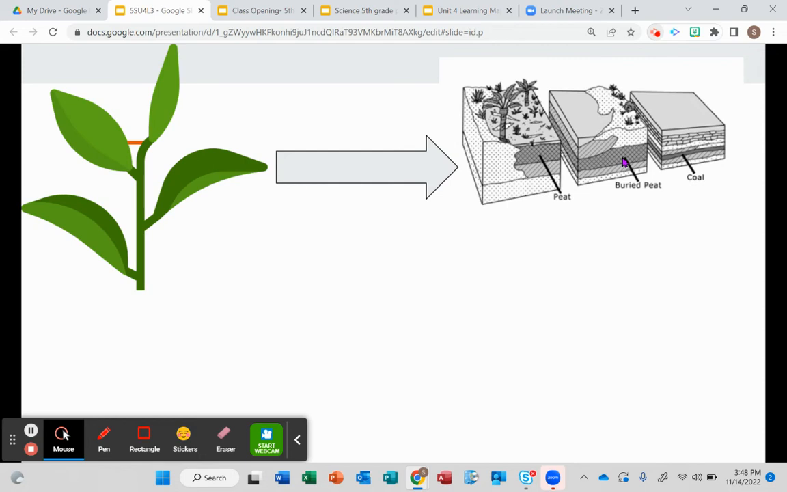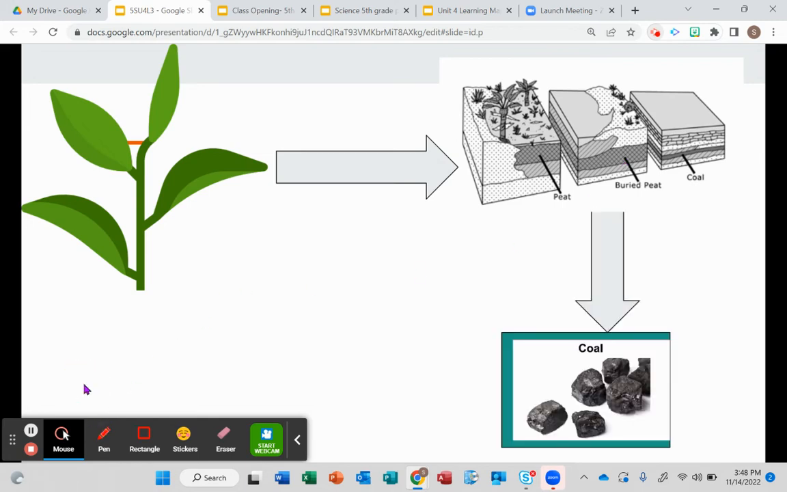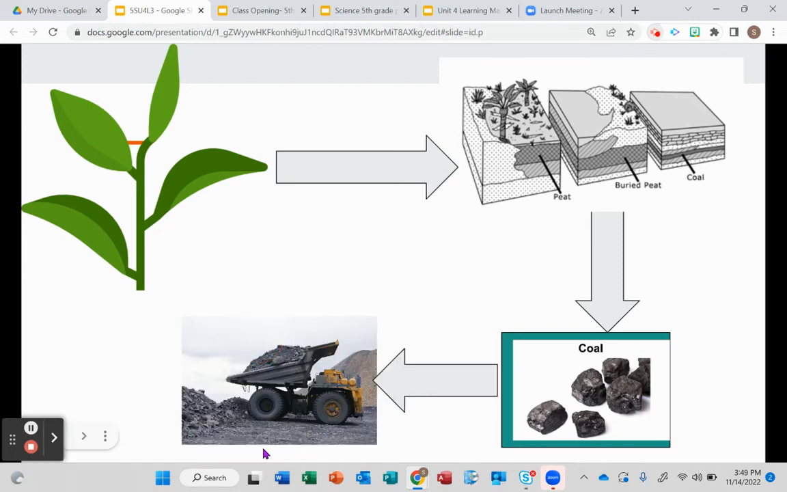And then it's going to eventually get pushed and pushed down and heated by the earth, with all that pressure and all that weight being applied to it. And it's going to turn into coal. So coal is that hard substance, and it is made from decaying plants. And how we extract coal is by coal mining.